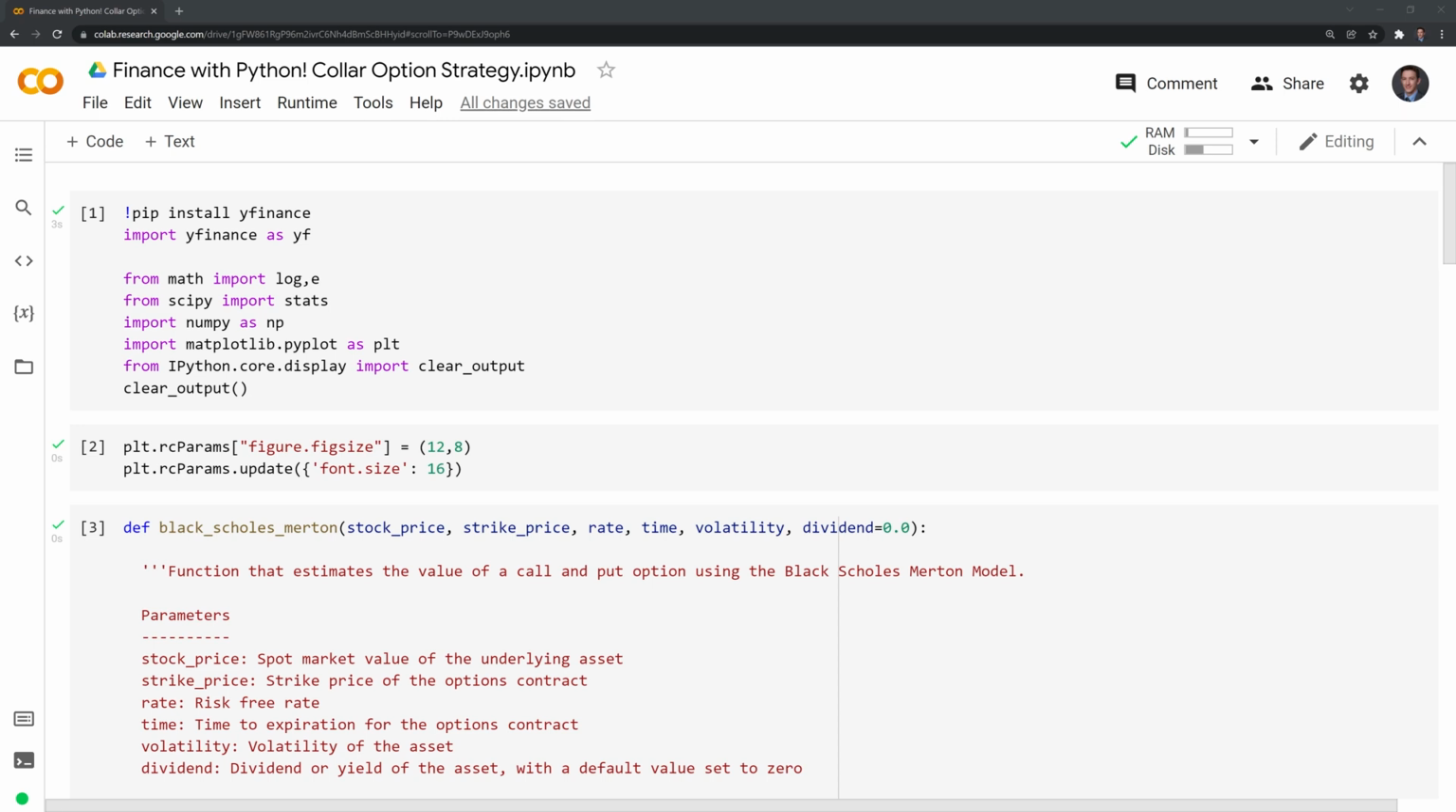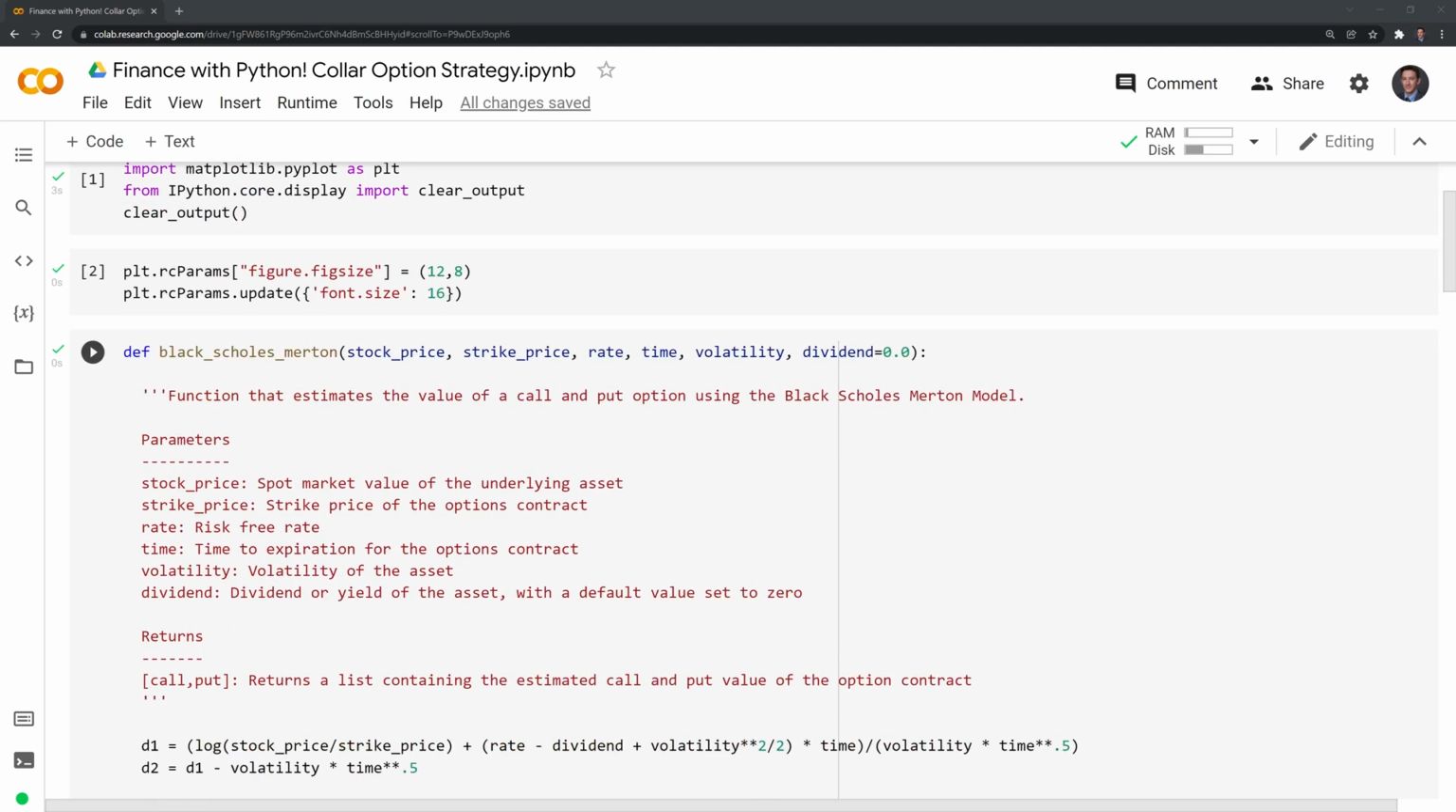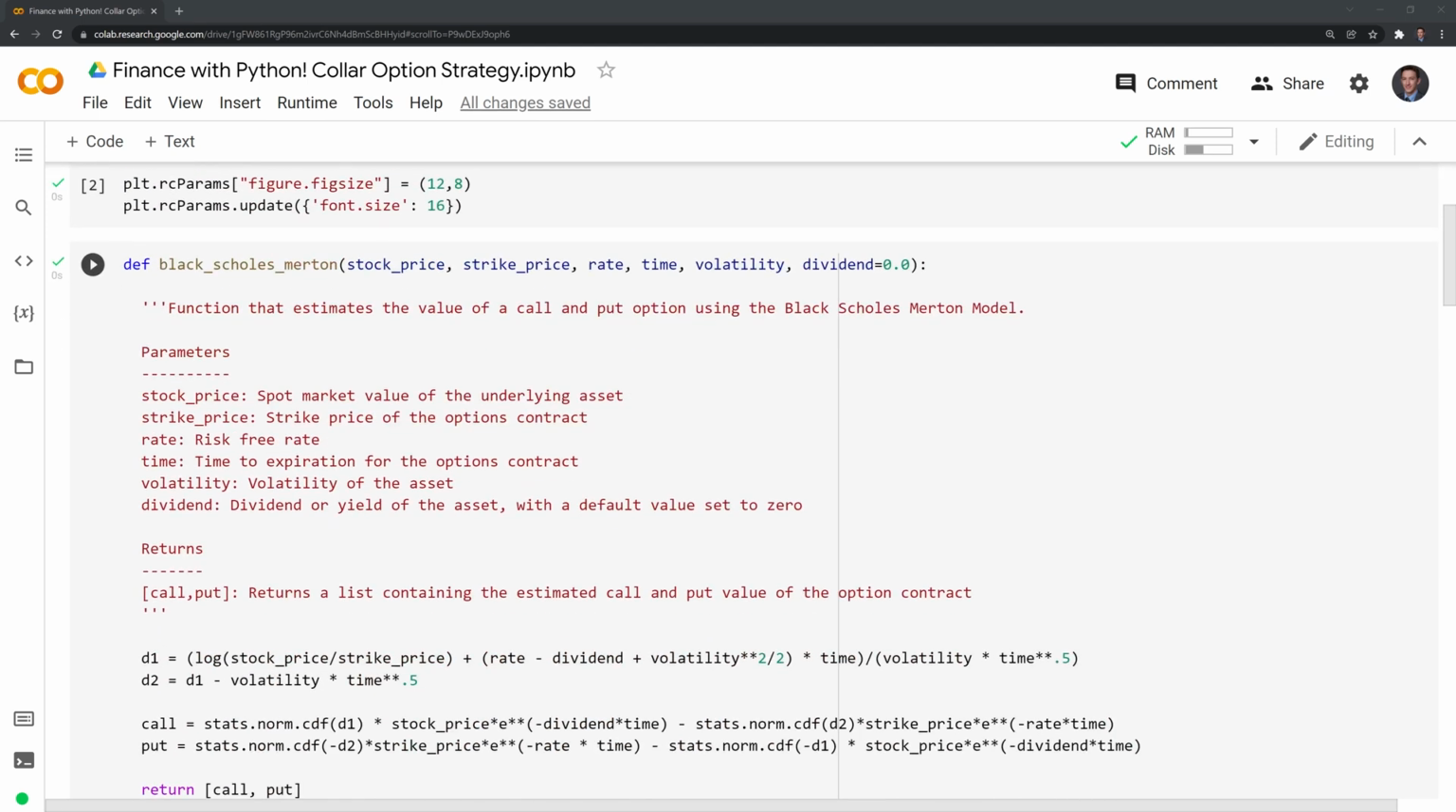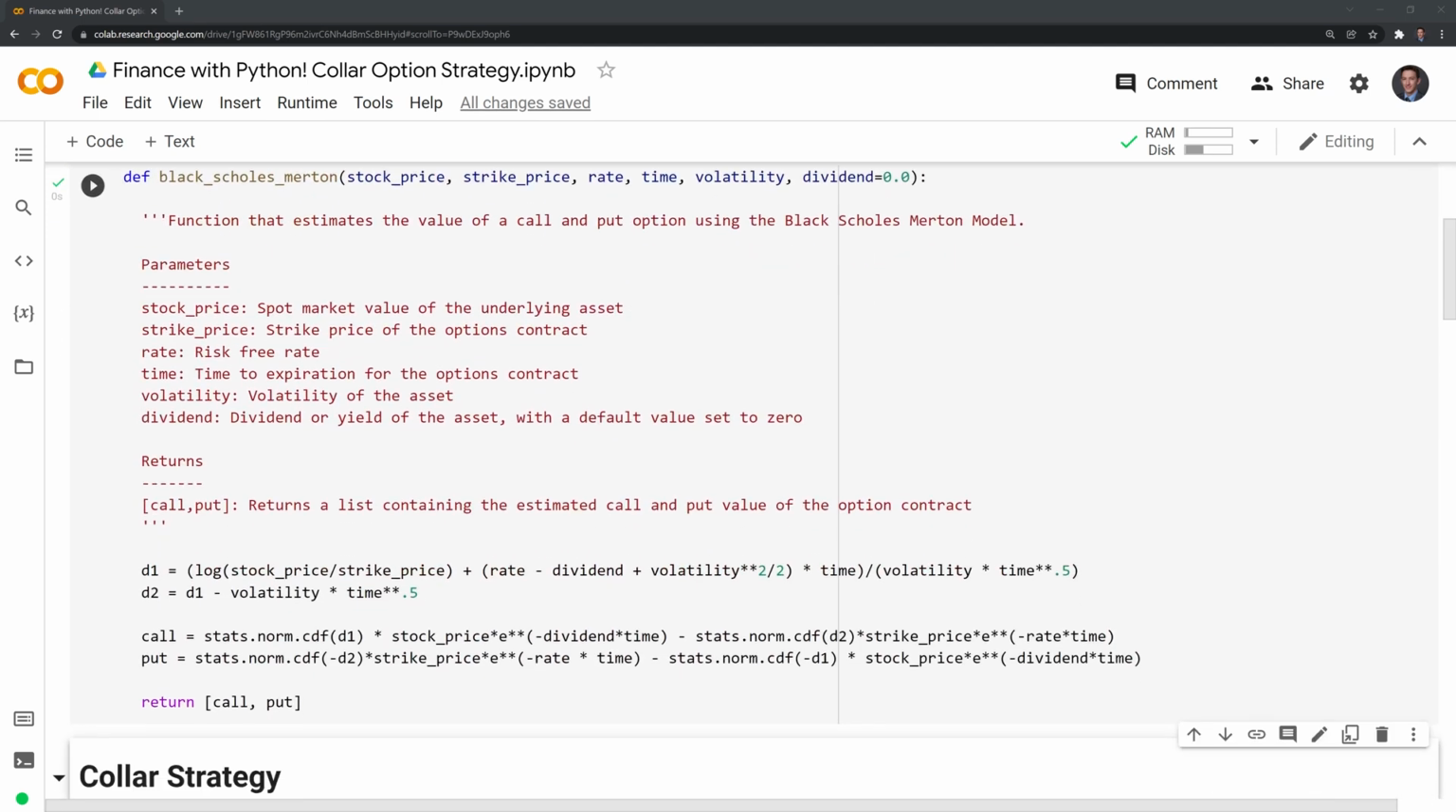The first thing that we need is a tool in order to value our theoretical call and put options. We'll use the Black-Scholes-Merton model, and in the description, I have a video that goes into more detail into how the model works and the assumptions that are made within the model.